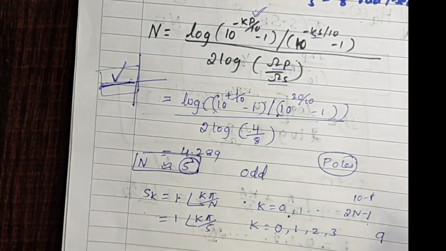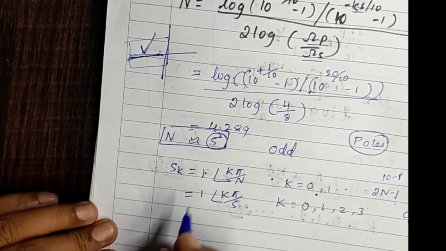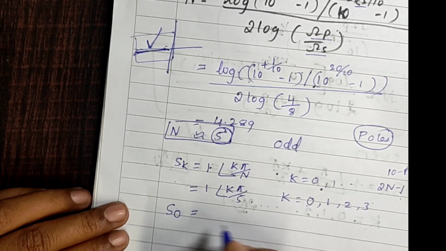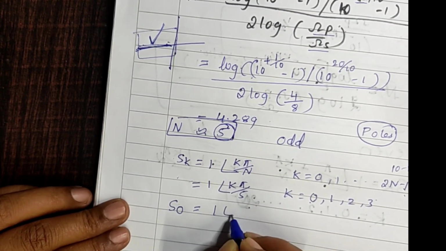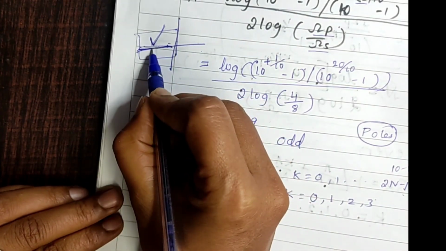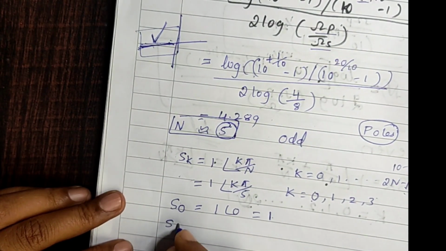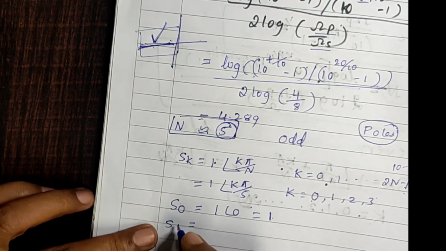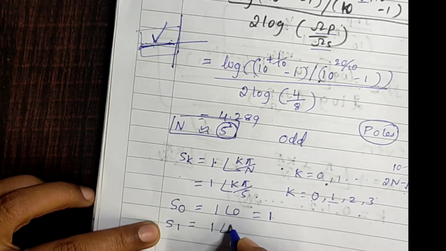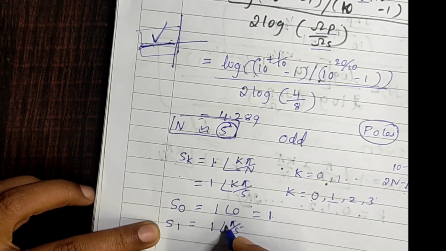Now let us do it for k is equal to 0. So s naught is equal to 1 at an angle 0, which is equal to 1. Whether 1 belongs to the left side or right side, we have to choose. But before that we will calculate all of these first. So s1, k is equal to 1 now. S1 is equal to 1 at an angle k pi by 5, that is 1 into pi by 5.